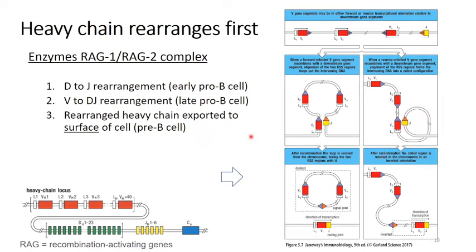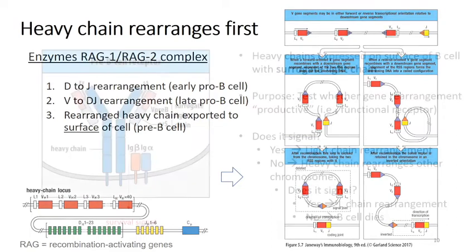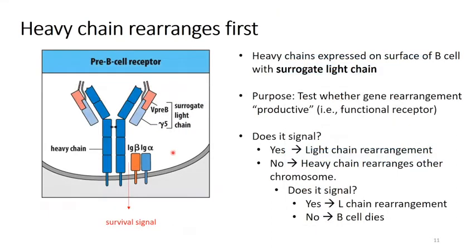But the take-home message is that the heavy chain rearranges first, the DJ rearranges first, and this particular stage is called the pro-B cell, and then you get the rearrangement with the variable gene segment. That's called a late pro-B cell, and then that heavy chain is exported to the cell surface. So this is, remember, a signaling molecule. One of the first things that this heavy chain does is assemble on the surface with what's called a surrogate light chain. This light chain is not a rearranged light chain. It's just a chaperone, if you like, that allows the protein to assemble at the cell surface.